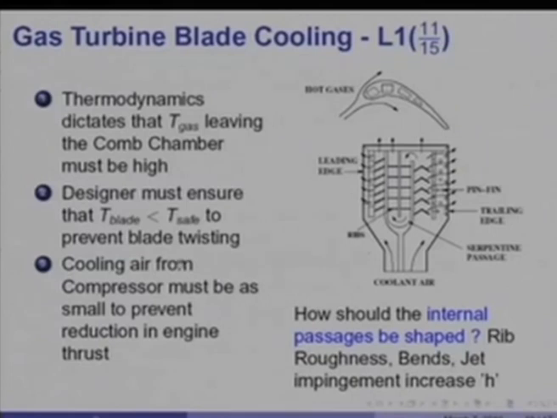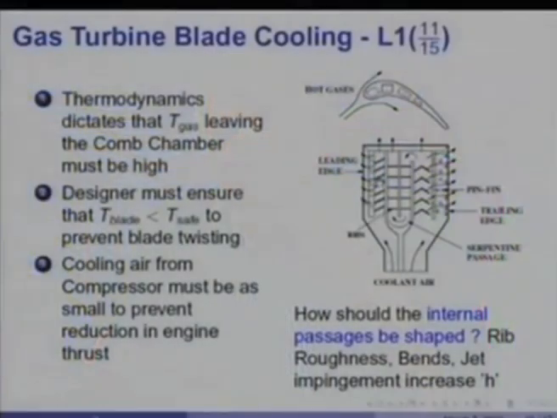Of course, the amount of air that you draw from the compressor to cool the blade must be small, because you have pressurized the air and there is no point losing some of that air for cooling purposes. When it comes out of cooling, the amount of air passing over the blade for generating power would be reduced, and therefore the amount of thrust produced by the engine is also reduced. And therefore, a designer has to make several compromises.